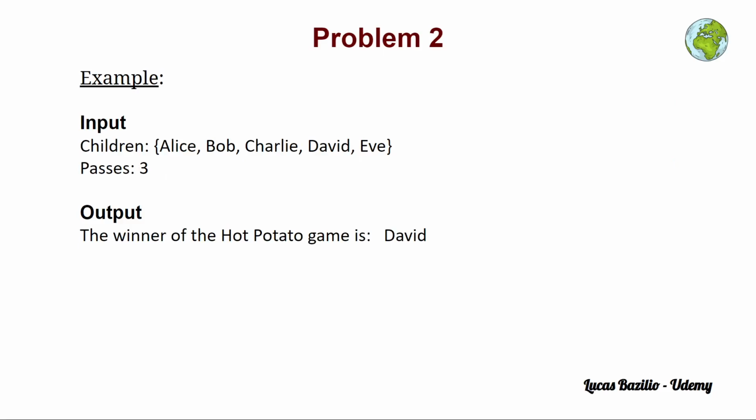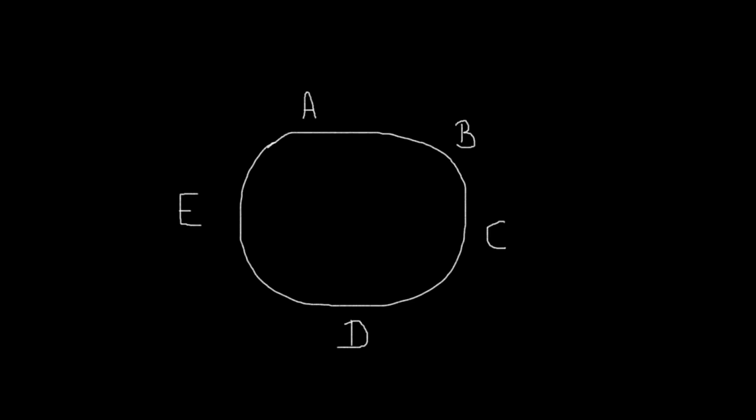For instance, here we have an example. The children are Alice, Bob, Charlie, David, and Eve, and we have 3 as the number of passes. So this is our circle. We begin from Alice, who holds the potato. Alice passes to Bob, so we have pass 2, and then Bob passes to Charlie, so we have pass 3. So the one that gets removed is Charlie. Charlie gets removed from the circle.